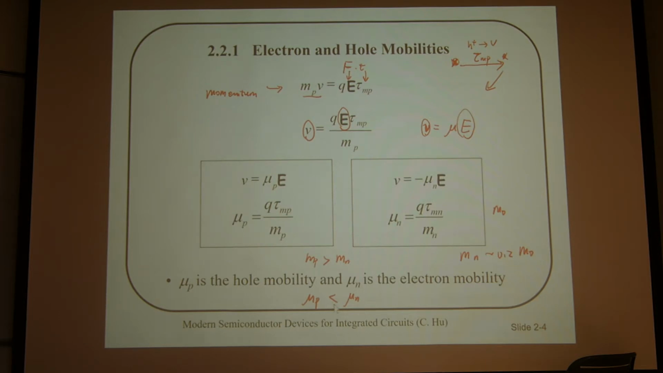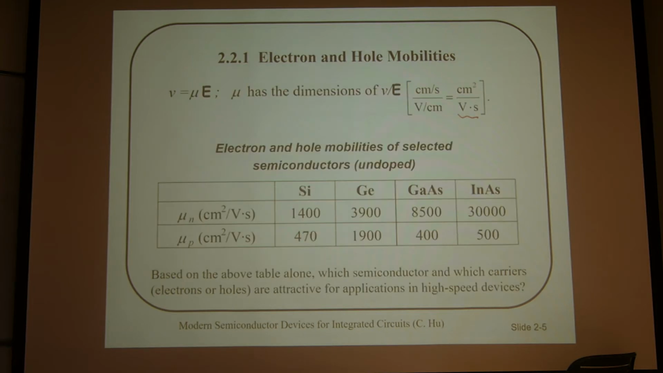And here the important conclusion is that the electron mobility is higher than the hole mobility in most semiconductors, including silicon. So here are typical numbers for the electron and hole mobility. This is without doping, for the intrinsic case.